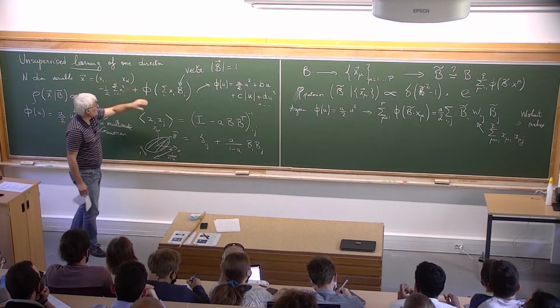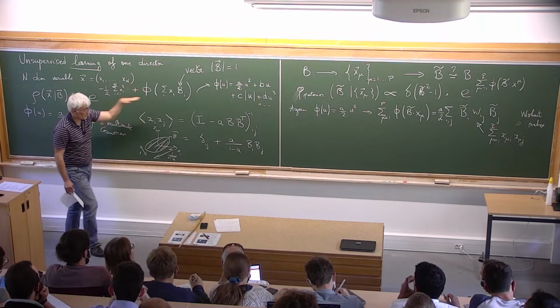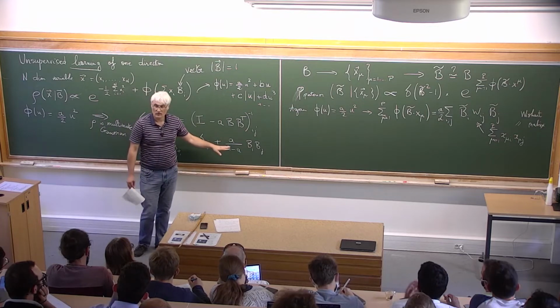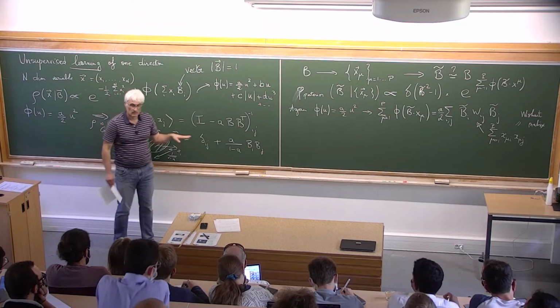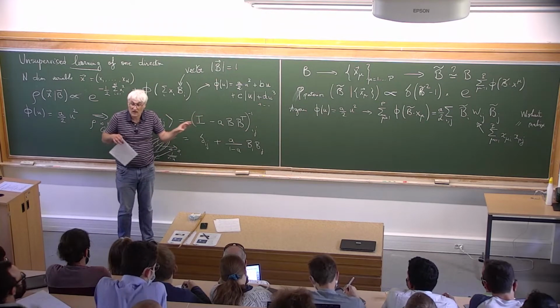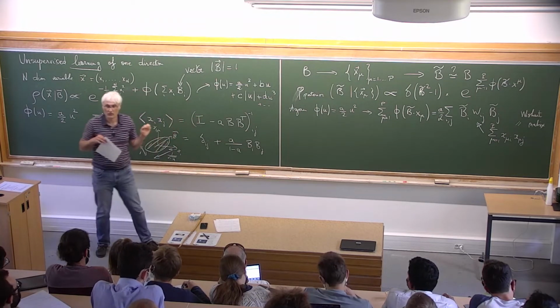When A is different from 0, so I draw here with a bias, right? Then the covariance matrix of this distribution is not equal to the identity. It's slightly biased along B, and this is how I can actually hope to get back B from the data, right?